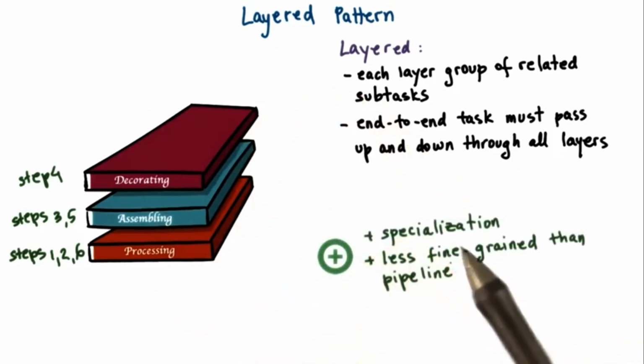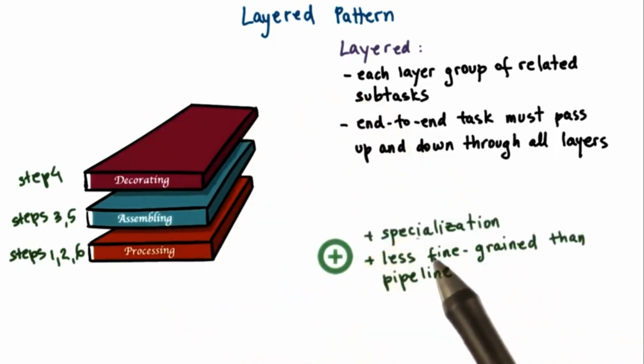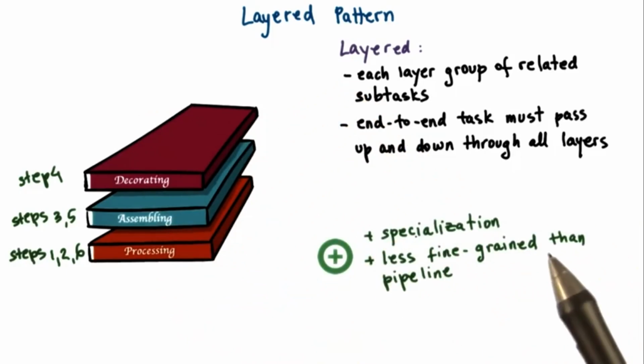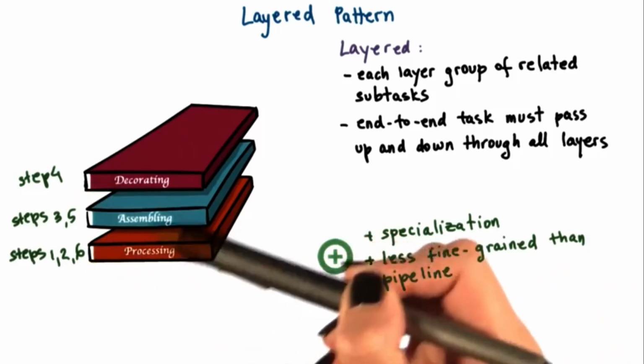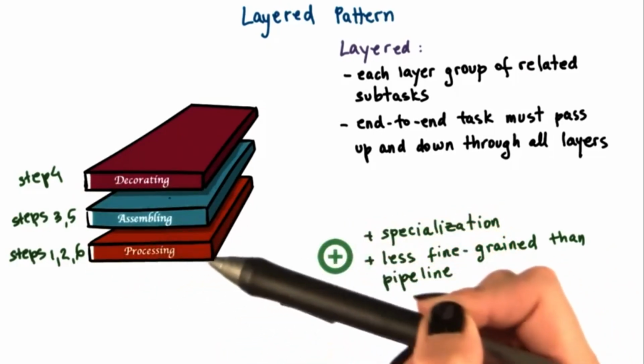The benefit of the approach is that it provides for specialization and locality, just like what we saw in the pipeline approach, but it's less fine-grained than the pipeline, so it may become a little bit easier to decide how many threads you should allocate per layer.